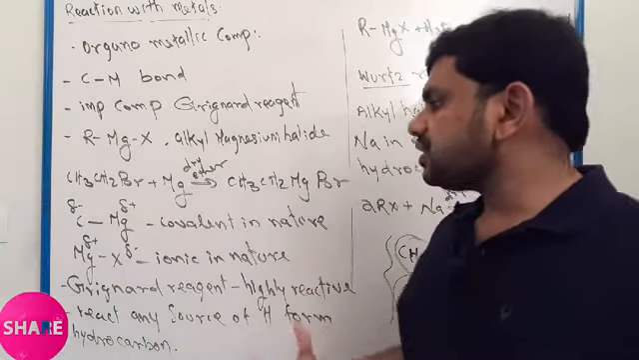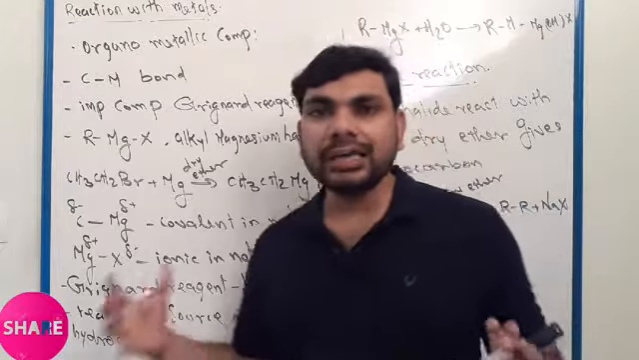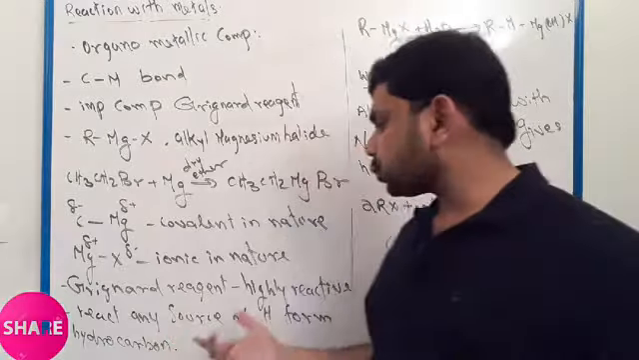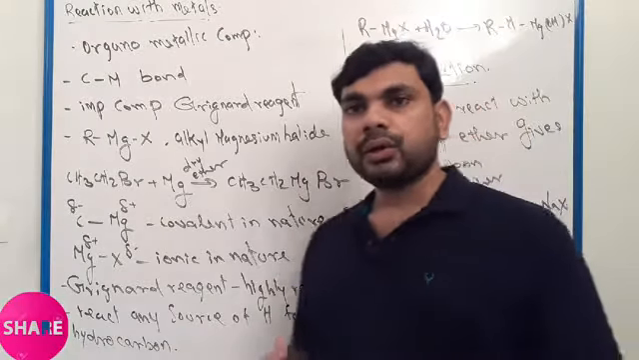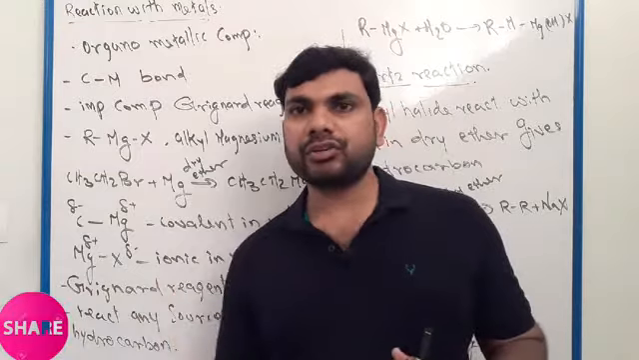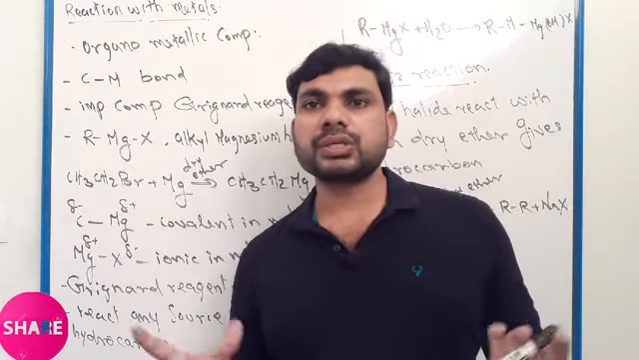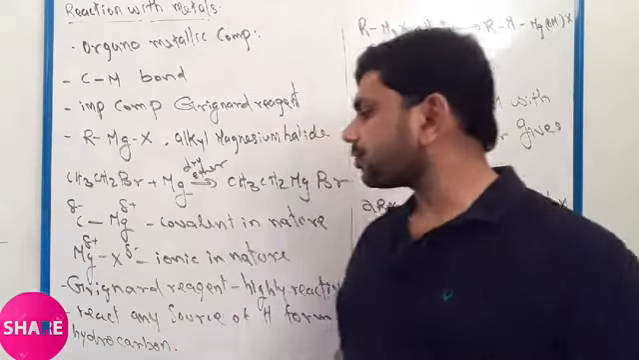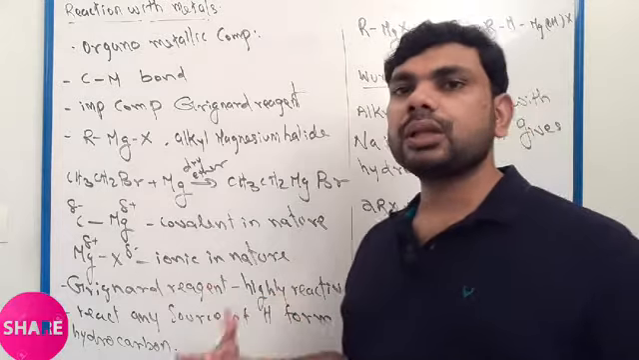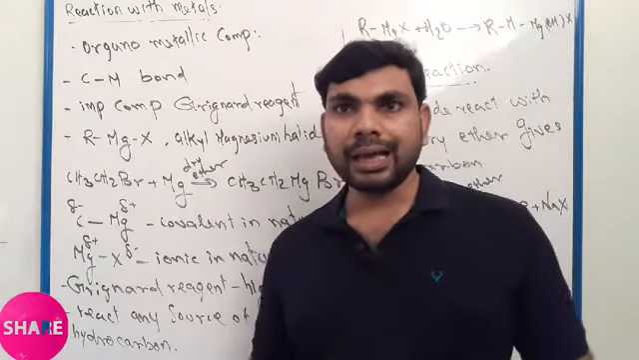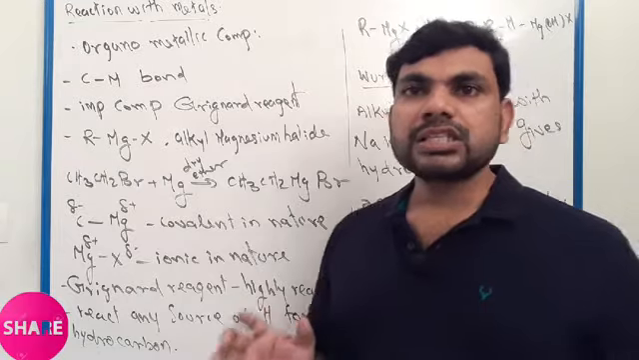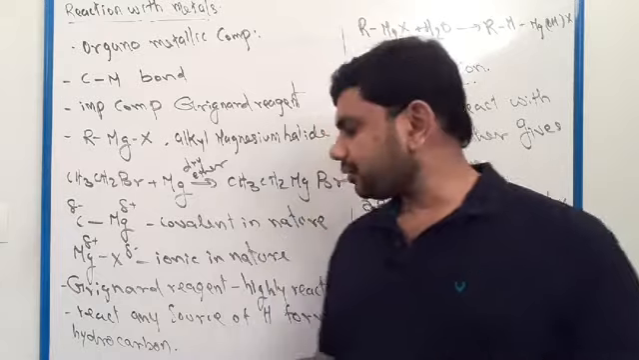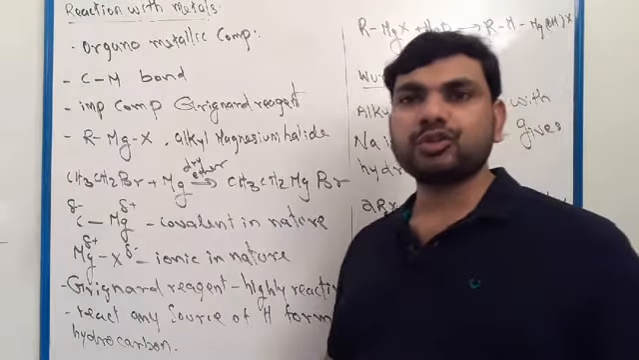RMgX, Grignard reagent, is highly reactive. Grignard reagents react with a source of hydrogen, a compound which provides hydrogen. Such a compound reacted with the Grignard reagent will change it to alkane. So Grignard reagent is highly reactive. It will react with a source of hydrogen and form alkane, or you can say hydrocarbon.